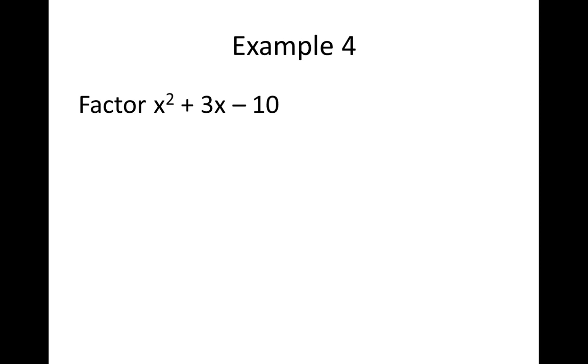Okay, how about this one? X squared plus 3x minus 10. I want to factor that. Pause the video, see if you can do this one. Alright, welcome back. So again, factors of negative 10. So 5 and 2, I can get there if the 2 is negative and the 5 is positive. So I get x plus 5, x minus 2.